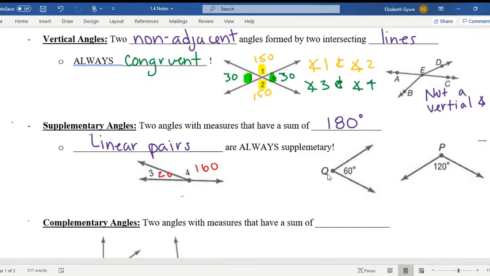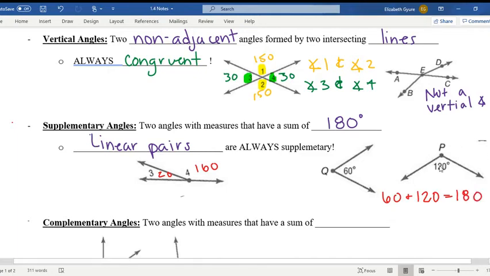And if you look at this diagram here, angle P and angle Q, they're not connected, but if you took 60 plus 120, it's still going to give you 180. So those are also supplementary, even though they're not connected. That's okay. They just have to add to be 180. So any two angles, if you take one angle plus another angle, it equals 180. That makes it supplementary.